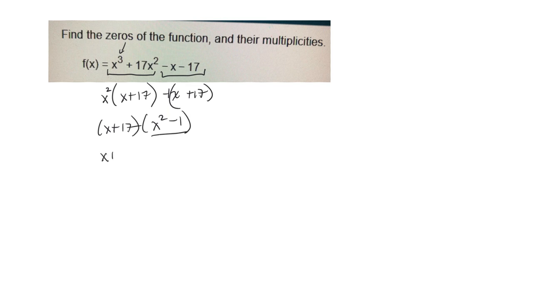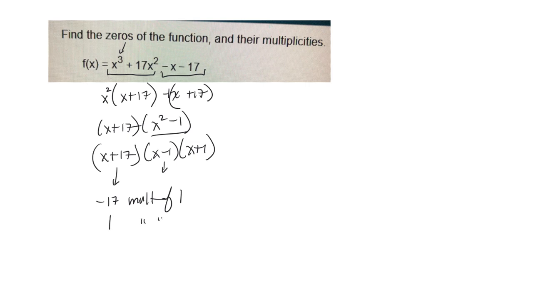This is a difference of squares, so I can factor that to x minus 1, x plus 1. So when they ask for the zeros, one of them is a negative 17 with a multiplicity of 1. And then this one will be a positive 1, multiplicity of 1. And this one will be a negative 1 with a multiplicity of 1.